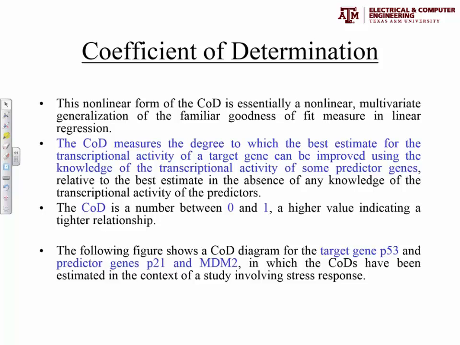The COD, or the coefficient of determination, measures the degree to which the best estimate for the transcriptional activity of a target gene can be improved using knowledge of the transcriptional activity of some predictor genes, relative to the best estimate in the absence of any knowledge of the predictors. So if you don't have any side information, what's the best you can do? With side information, can you do any better? The extent to which you can do better is quantified by the COD. So the COD is a number between 0 and 1, a higher value indicating a tighter relationship. I already made that argument before.